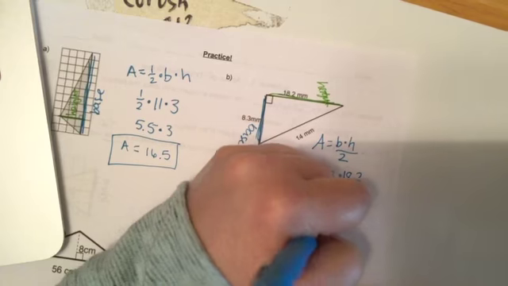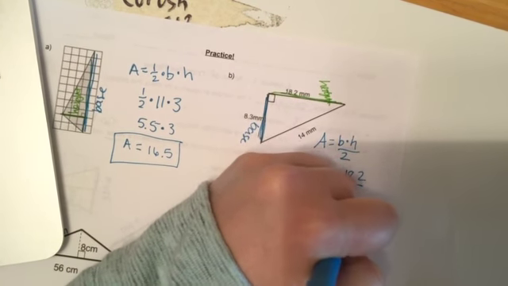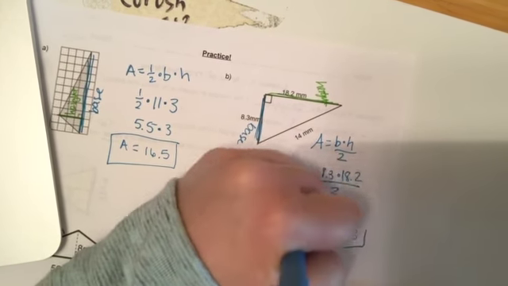And I should end up with a final area of 75 53/100ths.